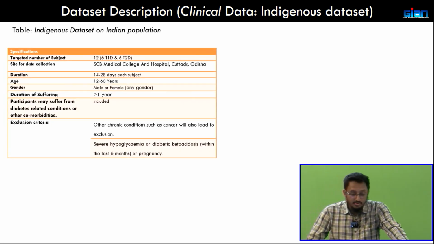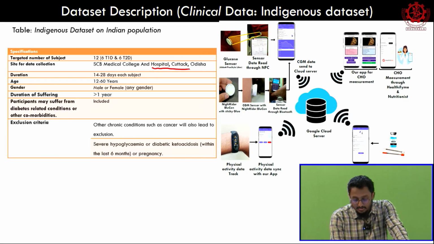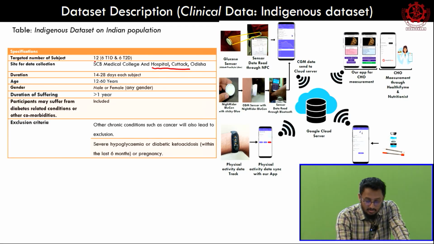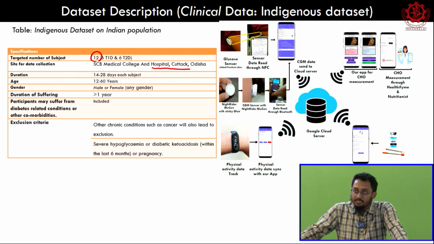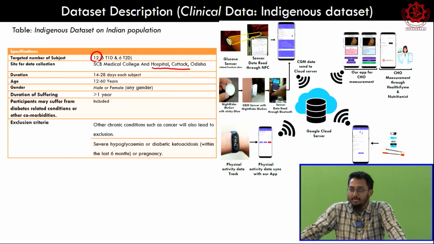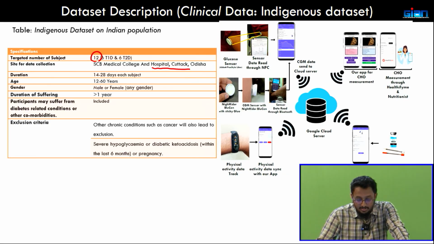Not only that, we also try to collect some data. This is something which we collected here in Odisha, at SCV Medical College. We tried to collect data from 12 individuals. Out of these 12 individuals, there are 6 type 1 diabetes patients and 6 type 2 diabetes patients, and we also balanced in terms of gender and so on.